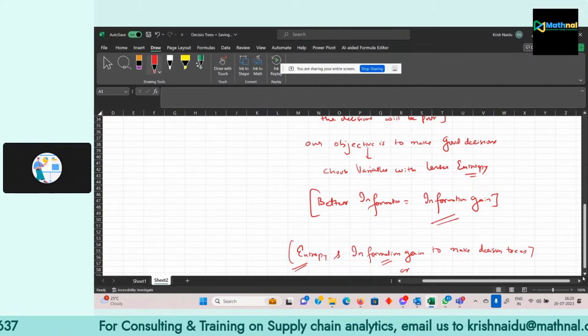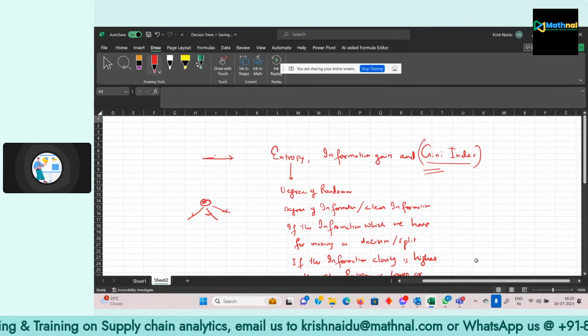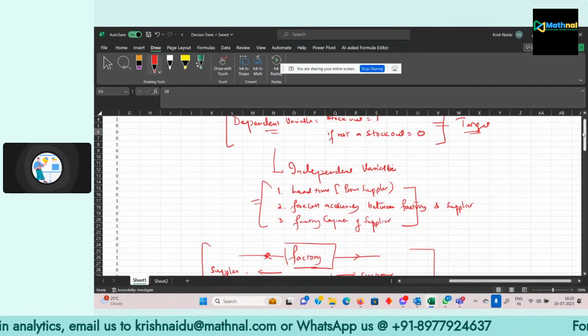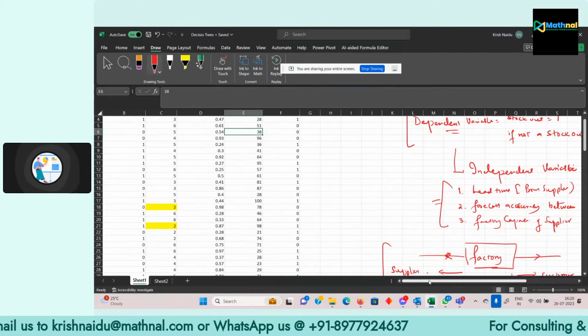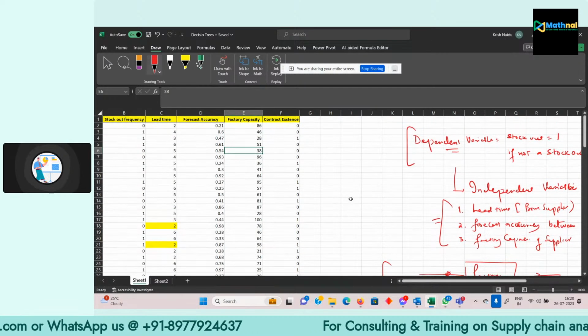Okay, so let's measure this. Let's work on this algorithm and make our decision tree. So I have data over here, and I'll be working first on Gini index. Then afterwards we'll go into the.